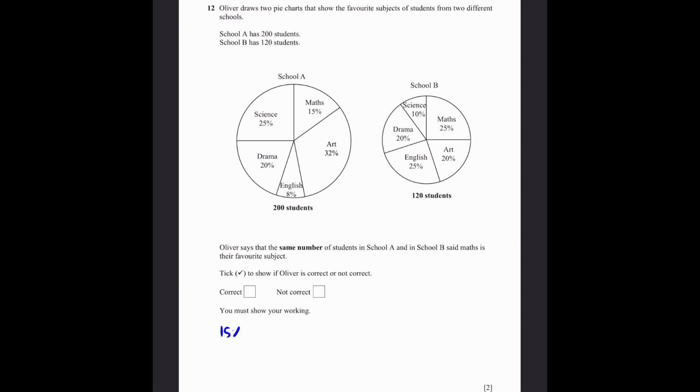So 15% multiplied by 200, by the way this is for School A, 15% multiplied by 200 is equal to 15 by 100 multiplied by 200. Cancel out the zeros. That'll be equal to 15 times 2, which is 30.